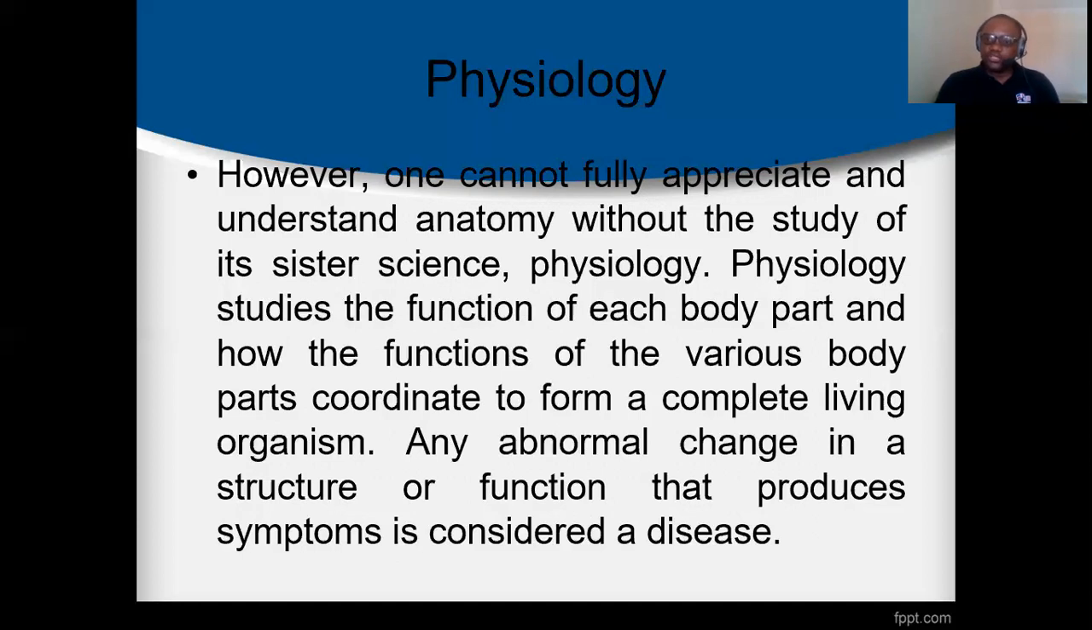Now, any abnormal change in the structure or in the function of an organ or of the system that produces symptoms is considered a disease. So the definition of disease is any abnormal change we have in the structure or the function of the organ or the system that produces symptoms. For example, if I hit my head on the wall, maybe I'm going to feel a headache. The headache is a symptom. The symptom tells you that there is an abnormal change. It could be in the structure, or it could also be in the function of the organ or the system of the human body. Not only the human body, but the body in general. It could be an animal, it could be a human being.